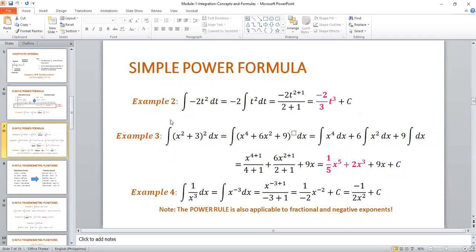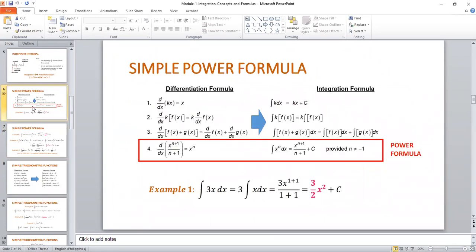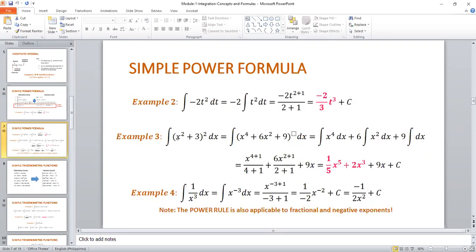In the case of the third example, there's a need for you to use expansion first in number 3 in here. So you need to have it expanded first. So you have here the quantity x squared plus 3, squared. So it was expanded to x to the 4th plus 6x squared plus 9. Okay? Then you now process it piece by piece. So integral of x to the 4th, integral of 6x squared, which requires that 6 should be written before the integral, and then you have 9.